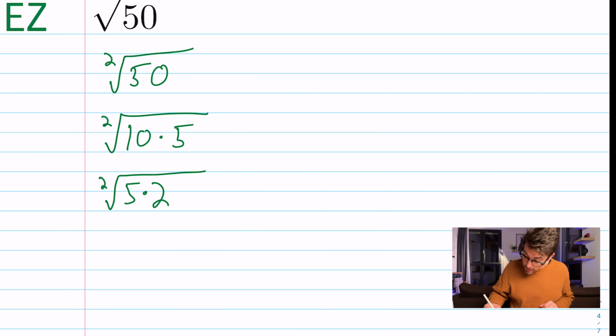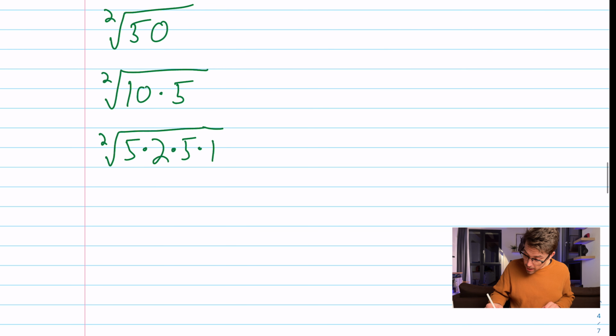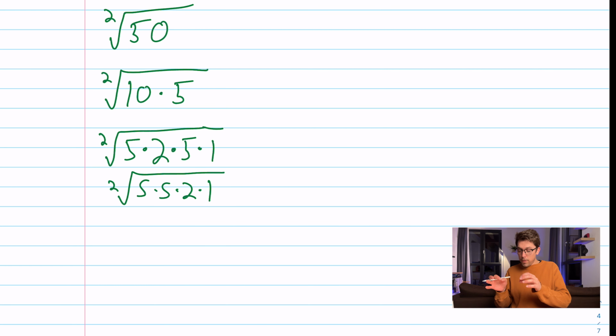Then 10 I can split up into 5 times 2. And then 5 is just 5 times 1, but that doesn't get us anywhere. So just for this example, just to show you, I'm going to group the like, or the same, numbers together. Now remember, each and every step here, I'm taking the square root. So this is what I was talking about: removing one of the numbers when you see a pair or a triplet or whatever it happens to be, as indicated by that index.